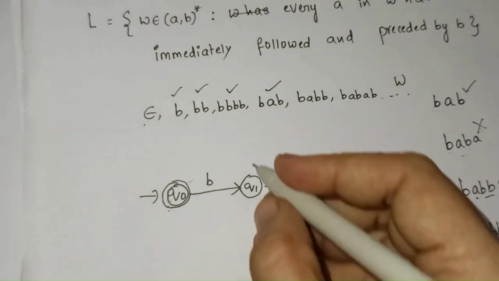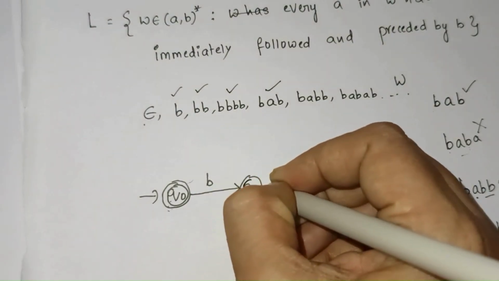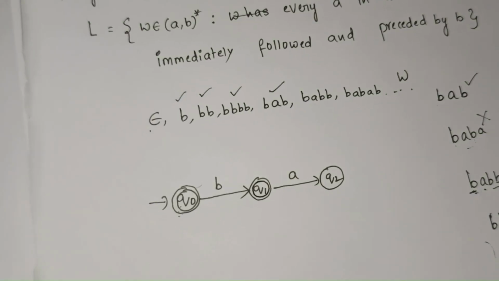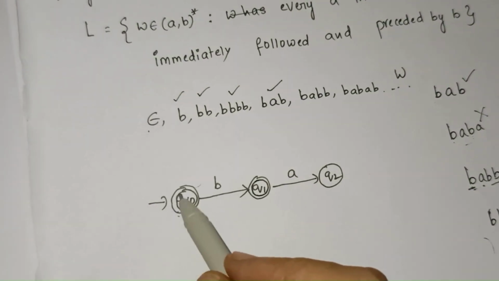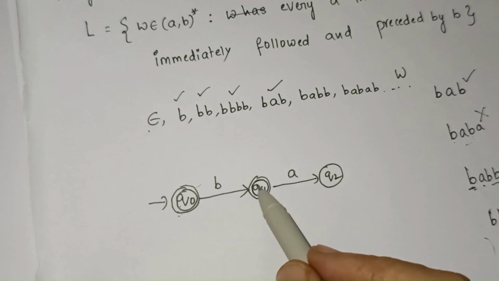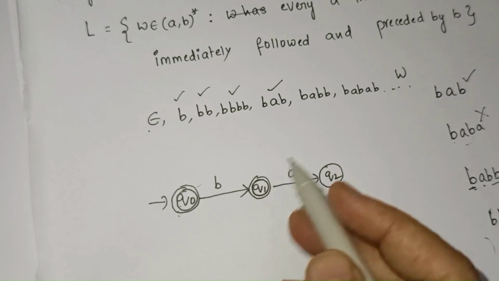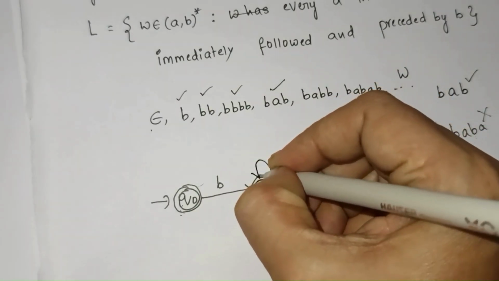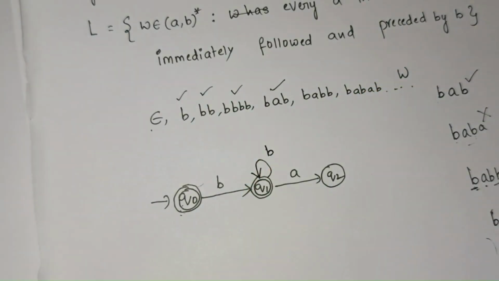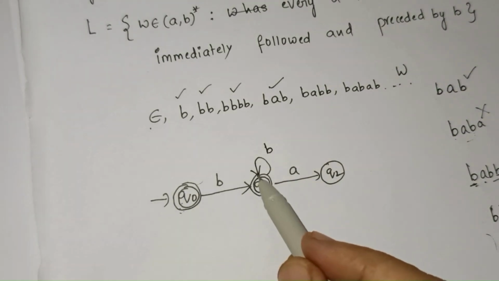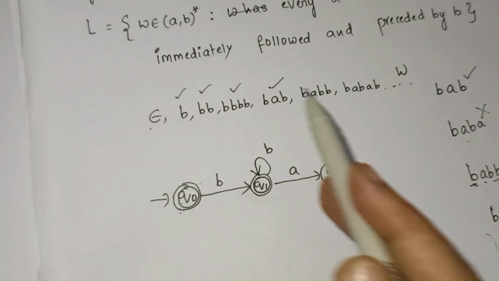So what should I do? I should make Q1 also a final state. So with this, what happens? Epsilon is accepted, 1 B is accepted. Next, more B's should be accepted. For Q1 I can put a self loop. So epsilon is accepted, 1 B is accepted, 1, 2, 3, 4, any number of B's are accepted.